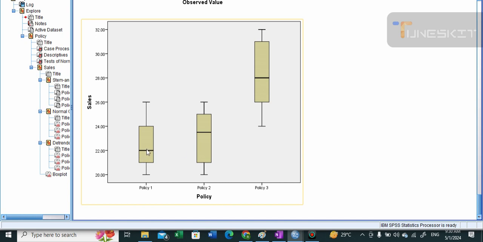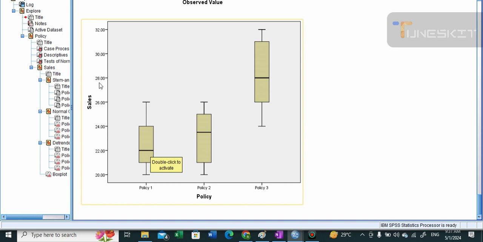We can see, as easily as that, the central line of the first box is overlapping in the second box, and the central line of the second box is also overlapping in the first box. But as far as the third box is concerned, its central line is not overlapping in the other two boxes. So there is a possibility that mean sales will not be significantly different on the basis of policy 1 and policy 2, but policy 3 has significantly higher sales amounts on the average. You can see its location and its non-overlap behavior with other two boxes.